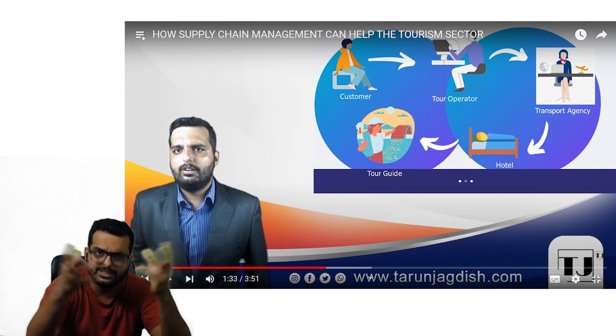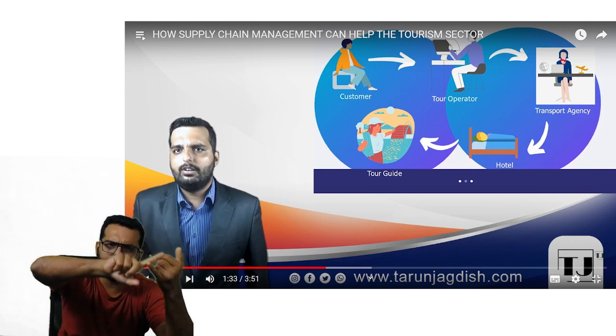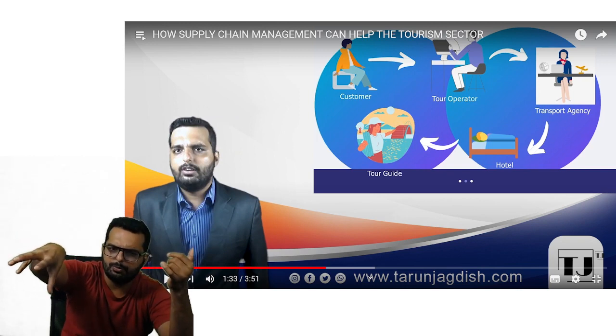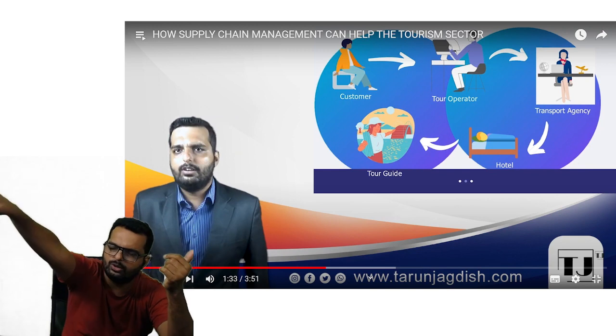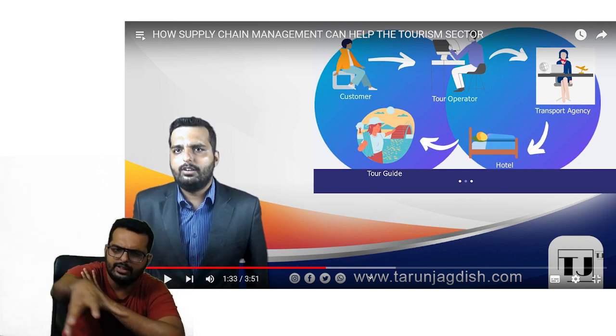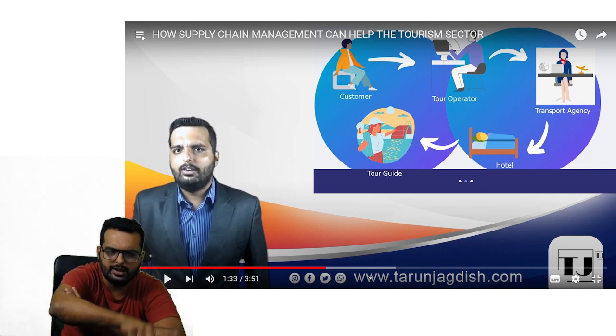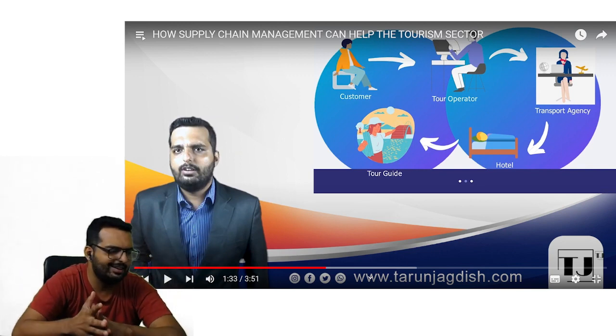First, create a supply chain for a tour operator. So this is the tour operator. You have a customer, he goes to a tour operator. Tour operator will help you to book a transport. That's where he will take you to the resort, wherever, suppose you want to go to Goa, it will take you to Goa. There you book a room and then there will be a tour guide. Can you draw this diagram in your books? This diagram is enough to recall this entire case study.